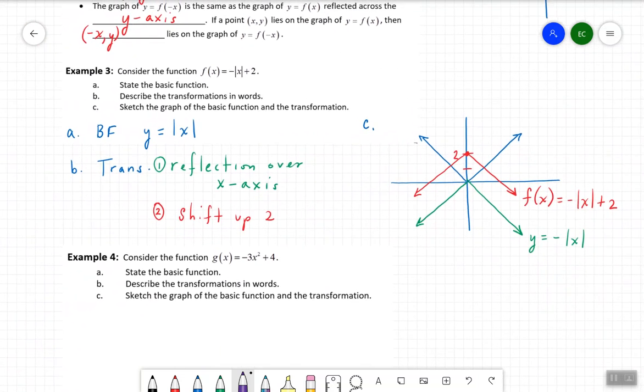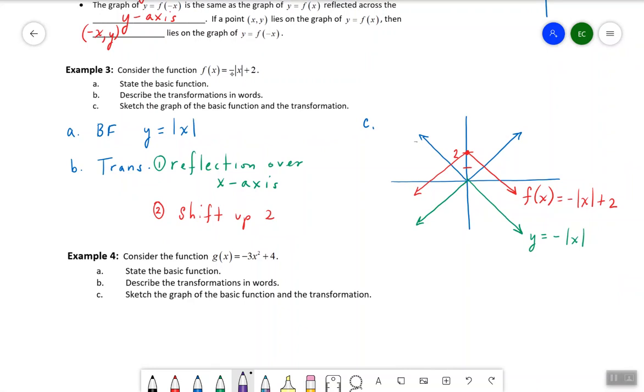What we want to do is follow order of operations. When we look back at the function f of x, the absolute value gets multiplied by -1 first, and then we add 2 afterward. And so we need to preserve that order of operations when we're doing our transformations.